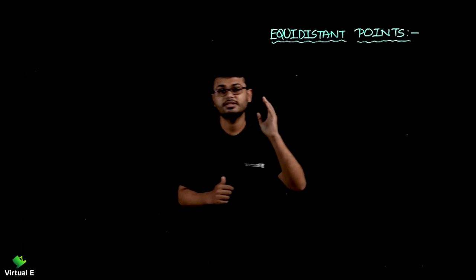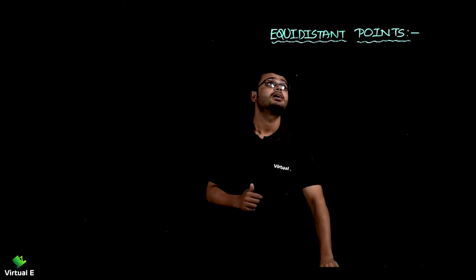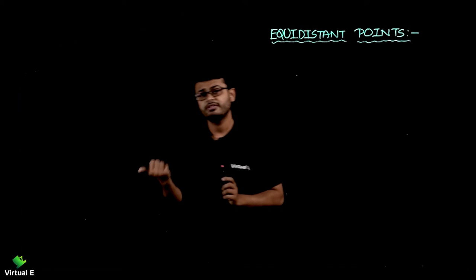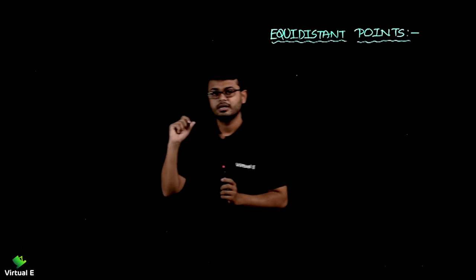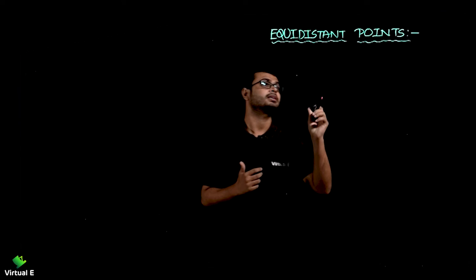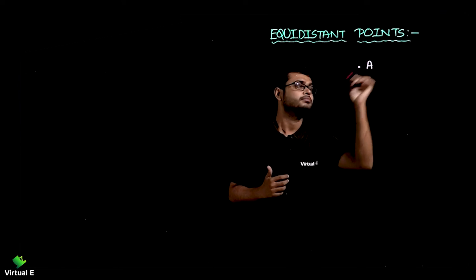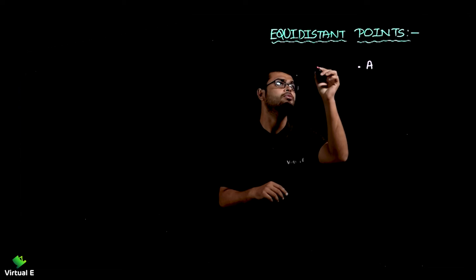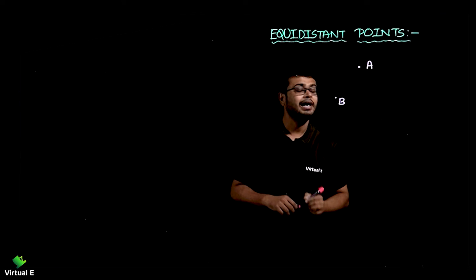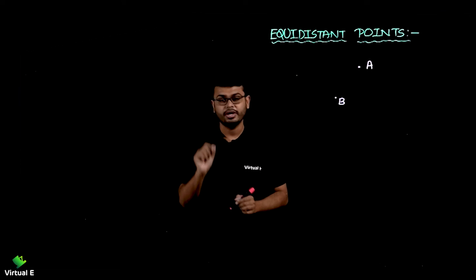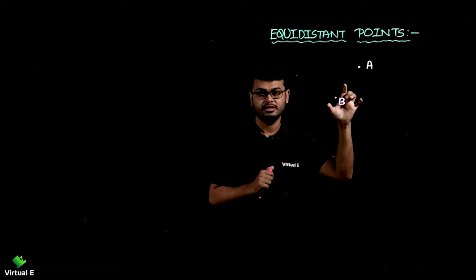So let's learn the meaning of it first of all. Equi means equal, distant means distance, which we know. So equal distant points. Okay, let's understand what I mean by that. Suppose I am taking one point here, let's say A, and I am taking one more point over here. Let's say it is B, and I want to find one point which is equidistant from A and B.